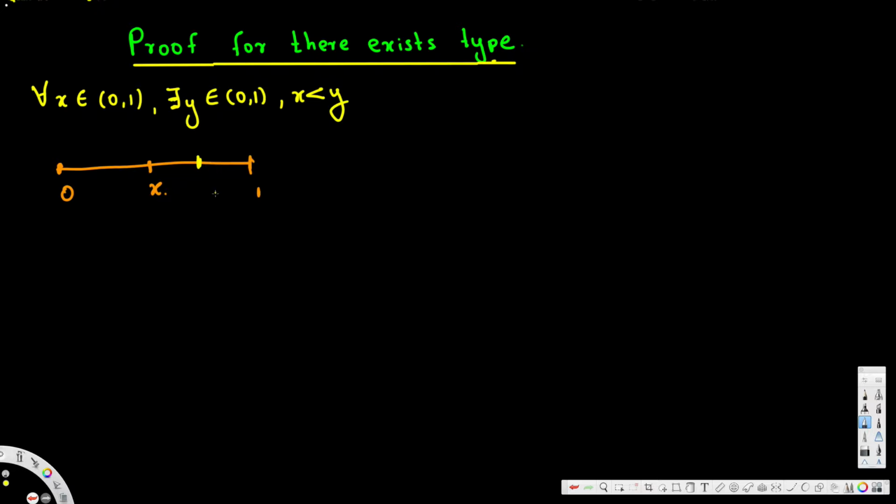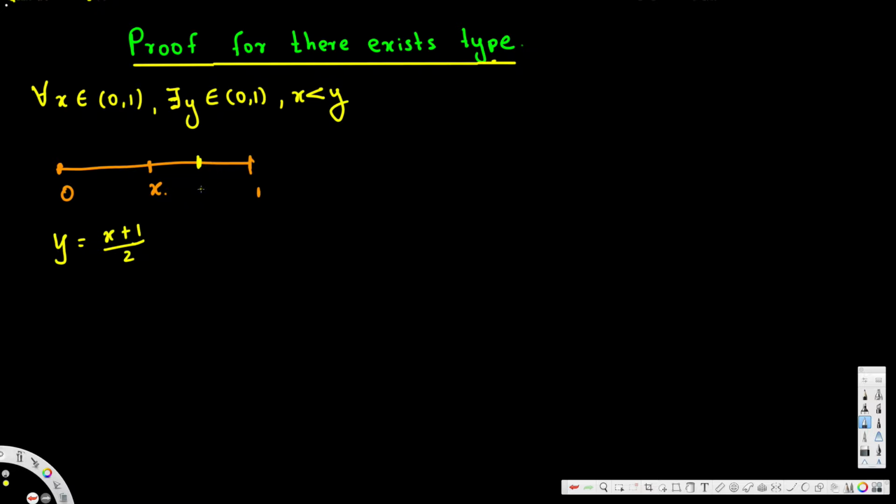If you take the average of these two, that's going to be between them, right? So that's what we are going to do. We are going to say y is equal to (x plus 1) divided by 2. If you take that one, that should be somewhere here. So we just have to prove this one. The y is somewhere here.